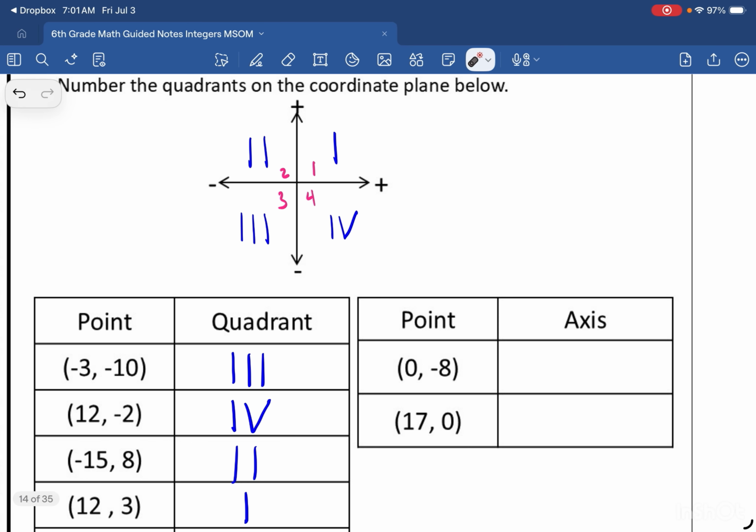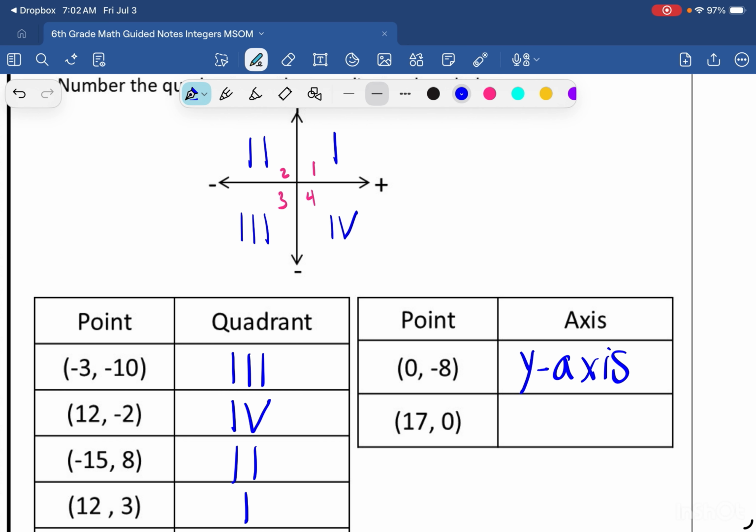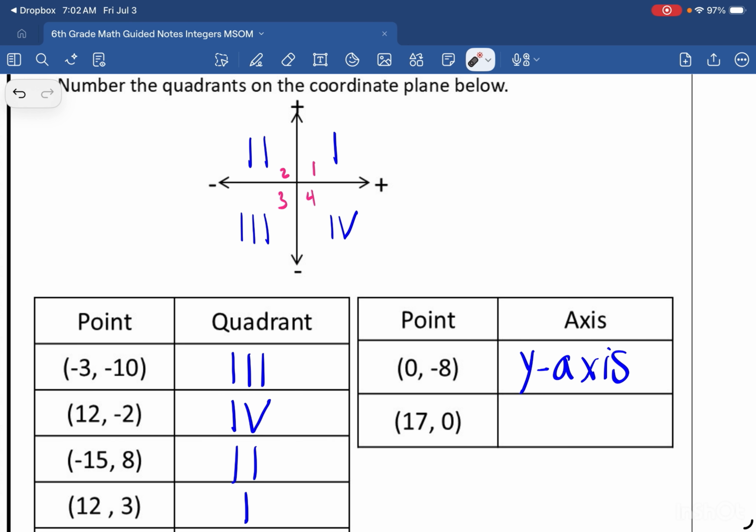Point 0, -8. If I am here at 0 and then I'm going to go down 8, where am I? I am on the y-axis. 17, 0. So to the right 17, and then I will stay there because it's 0, and I am on the x-axis.